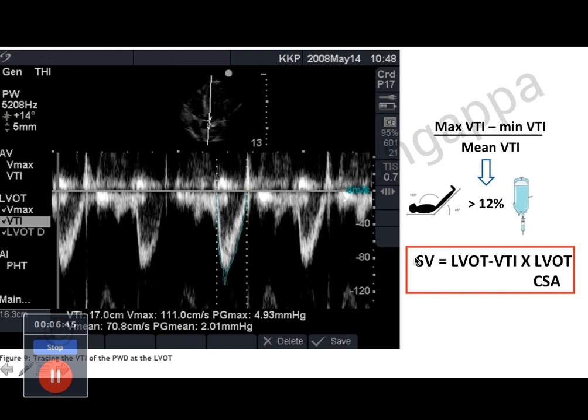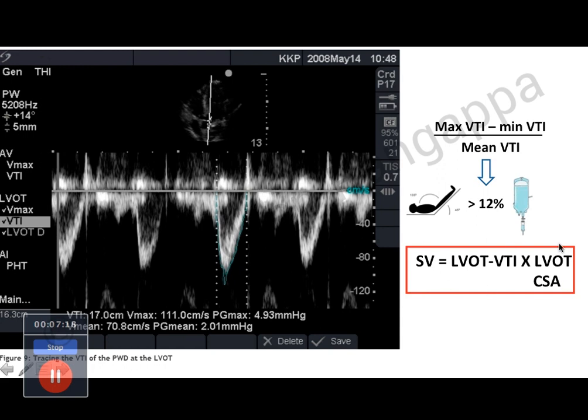The reason I say that is stroke volume is LVOT velocity time integral multiplied by LVOT cross sectional area, which means you are leaving out the whole LVOT cross sectional area, which also has a bearing on the stroke volume. So we are only taking one part of it and trying to say this is better than stroke volume variation. My submission is that stroke volume is a better index than only taking a component of it as a representation of fluid responsiveness. That would be one of my arguments.